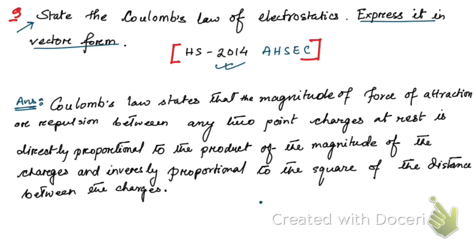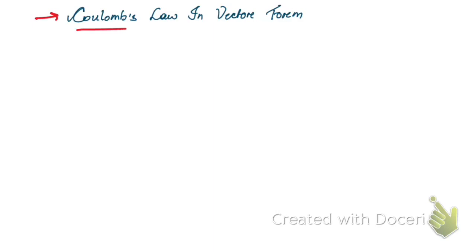Suppose we have two charges q1 and q2 and they are separated by a distance r. Then the force of attraction or repulsion, depending on the nature of the charges, is directly proportional to the product of the magnitude of their charges, and inversely proportional to the square of the distance between them. This is what Coulomb's law is all about. Now let me express it in vector form. So, Coulomb's law in vector form.